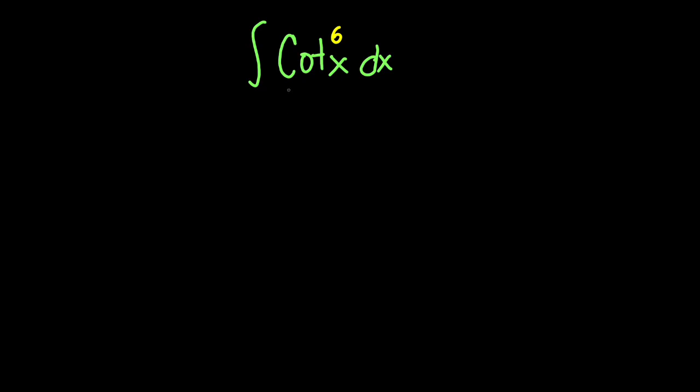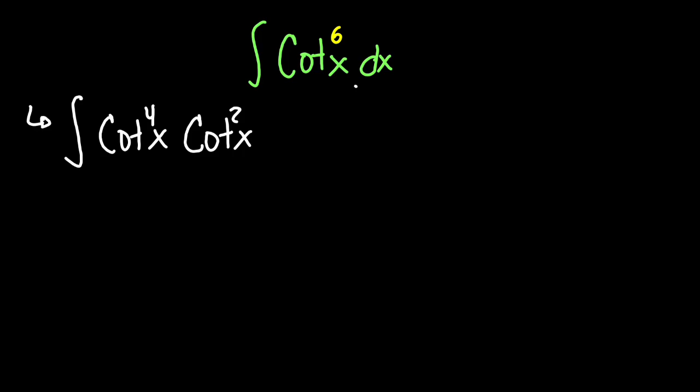Let us evaluate the integral of cotangent to the power 6 of x. When dealing with an integral of cotangent and your exponent is an even number, you would first need to factor out 1 cotangent squared of x, making this cotangent to the power 4 of x multiplied by the factored out cotangent squared of x, and copy the rest, which is just dx.